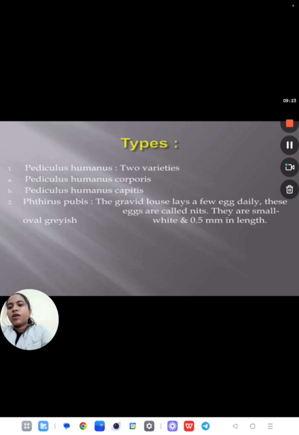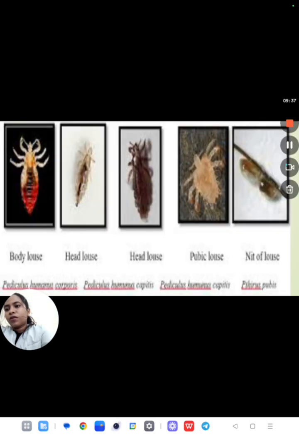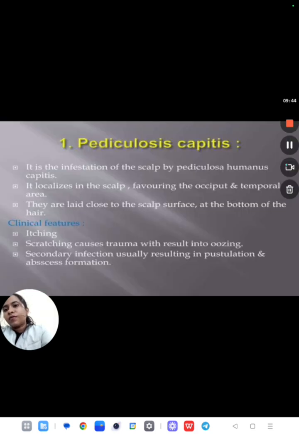For pediculosis pubis, the lice lay their eggs for a few days, and the small nits appear 0.5 mm in length. This is the type of lice you can see over the body, ciliaris, and head. Capitis is an infestation of the scalp by Pediculus humanus capitis. It is localized in the scalp, favoring the occiput and temporal area, and they lay their eggs more at the base of the hair stalks.